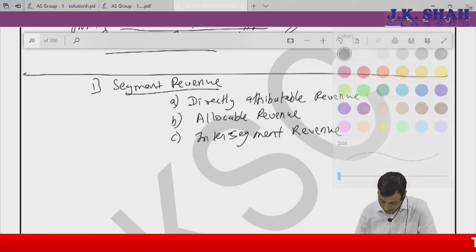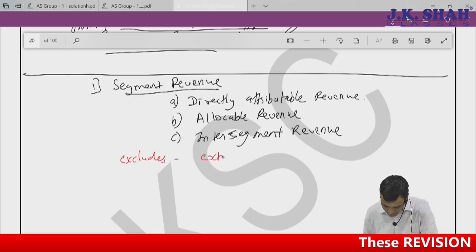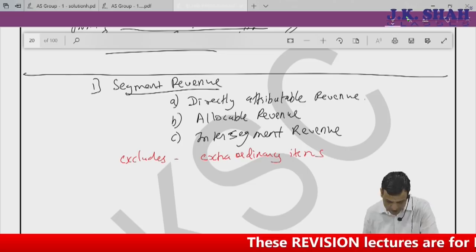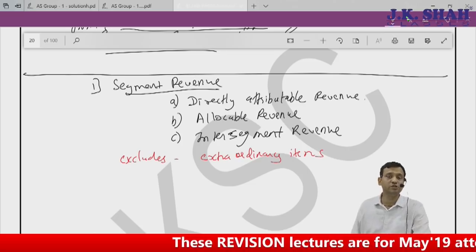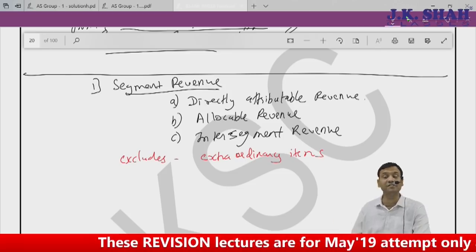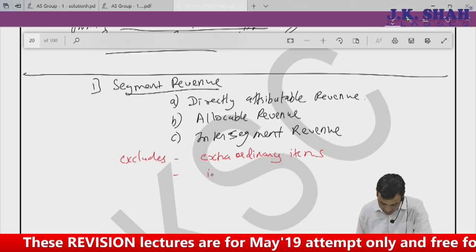But remember, it excludes something. What does it exclude? Extraordinary items. If you remember your AS5, what were extraordinary items? Any item which does not happen in the normal course of our business operations, or is clearly distinct from it, is an extraordinary item. Also excluded: interest and dividends.